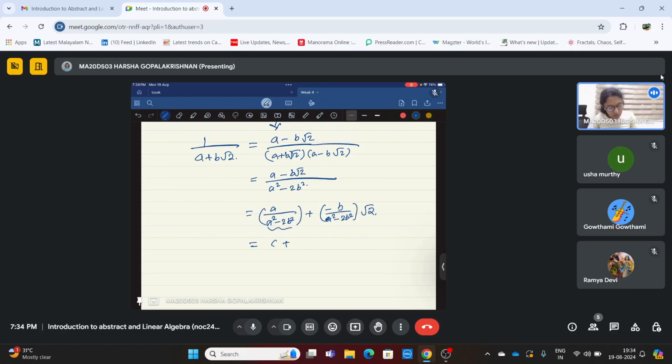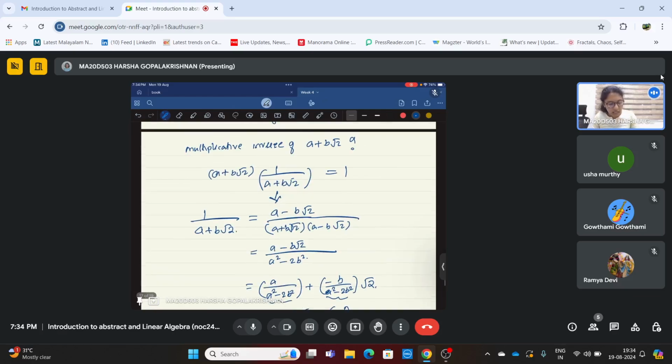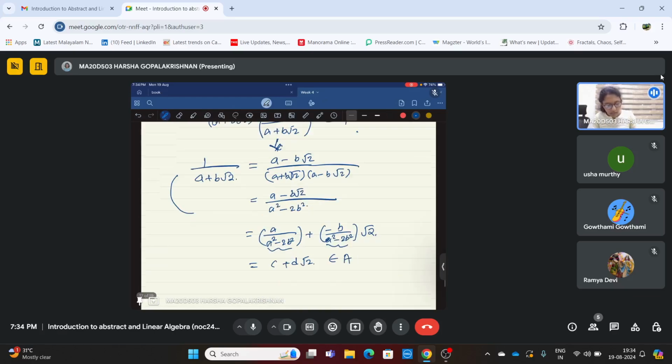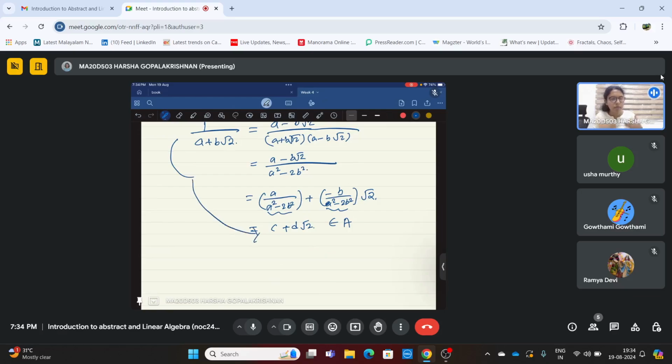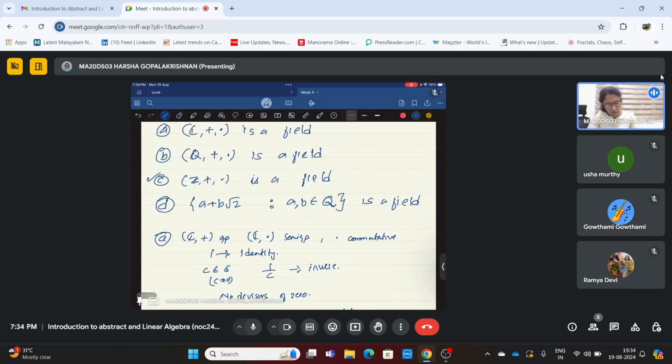Some form of this: this is c, this is d, c plus d root 2. So this is again from the given set or given field only. So we cannot just say there exists a multiplicative inverse because the product is equal to 1. We should prove this belongs to the given set, in the form of a plus b root 2. So for this one we need this much explanation to say it is a field. For everything else it is easy.